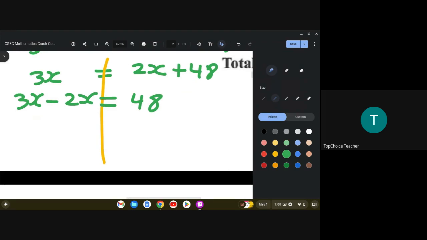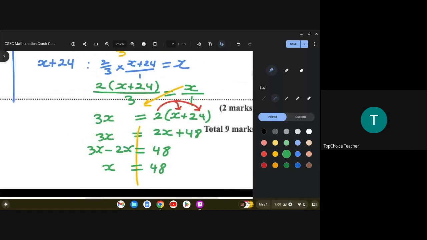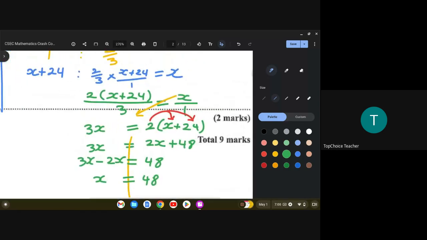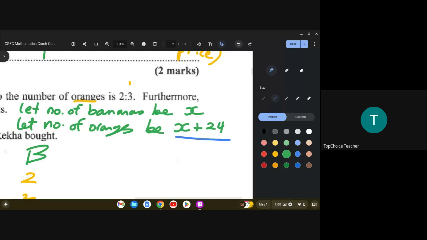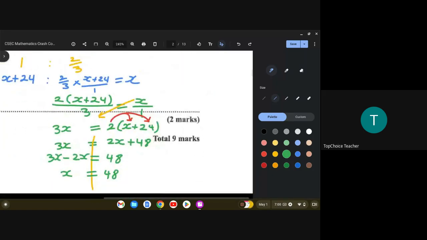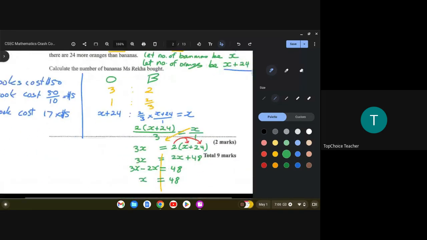What is 3x take away 2x? x. 3 apples, yeah, x. So x would be equal to 48. And that is the answer for this question. Because we had let the number of bananas be x, once we found x as 48, we can calculate the number of bananas. The number of bananas she bought was 48.